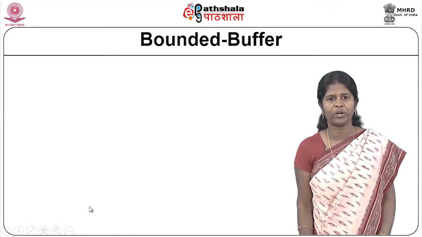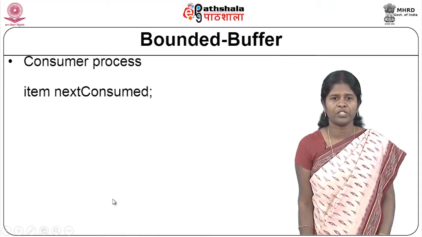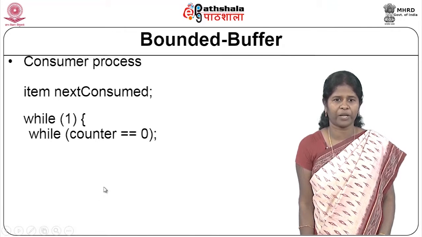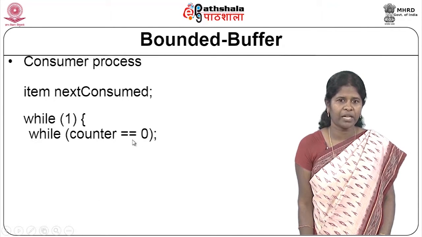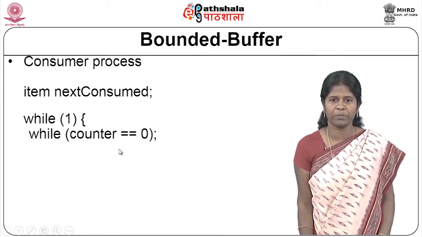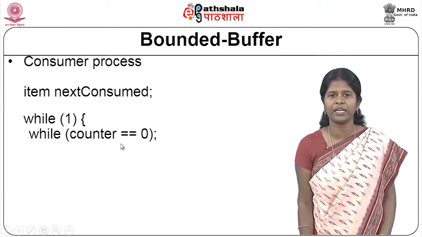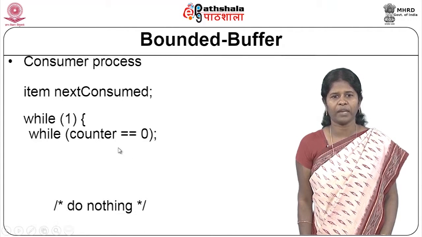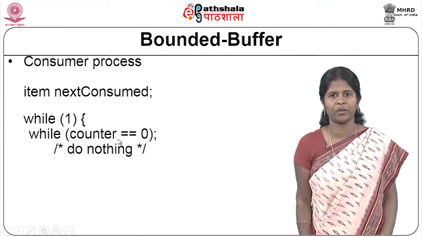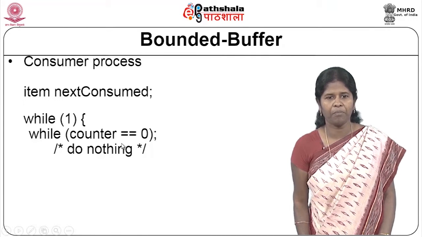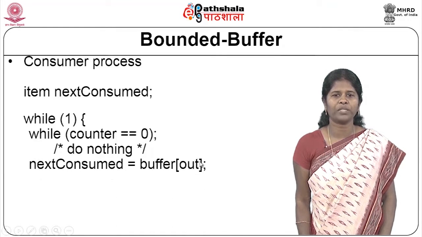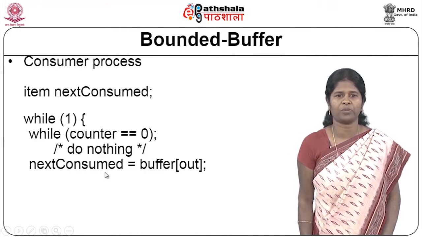And similarly, if you look at the consumer's code, the consumer first checks if the buffer is empty or it has something to pick from. If the buffer is empty, the counter variable will be 0. So, as long as the counter variable is 0, the consumer cannot consume, it will be waiting. And if the counter variable is not 0, then it means that there is some item present in the buffer, and it will remove that item that is pointed to by the out pointer and places it into this next consumed variable.